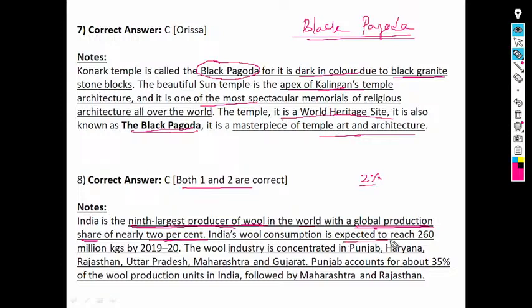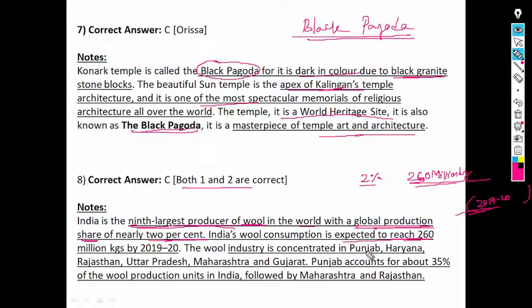India's wool production is expected to reach 260 million kg by 2019-20.